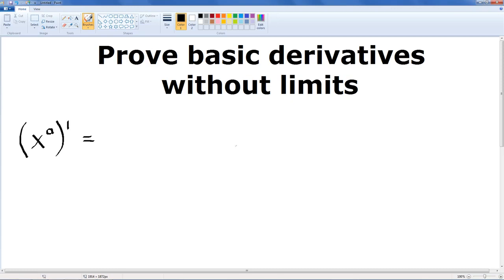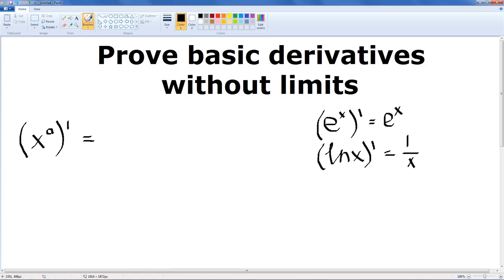In order to prove all those derivatives, we're going to use knowledge of only two derivatives. One is the fact that the derivative of e to the power of x is equal to e to the x. If you want to prove that, you have to use limits, but suppose we already proved it, so we know it. Another one is that the derivative of ln x is equal to 1 over x.